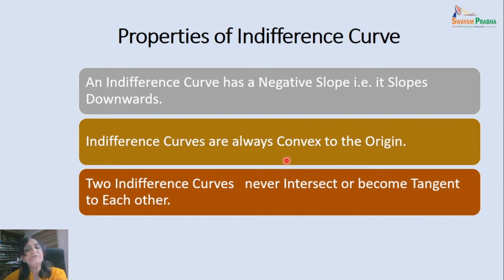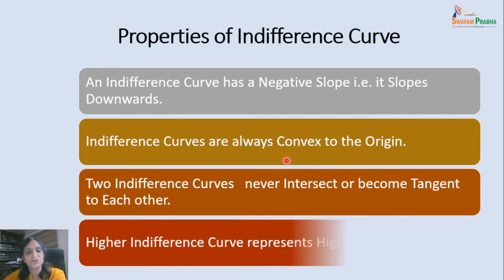Then we say indifference curves never intersect or become tangent to each other. Never intersect means that if two indifference curves were intersecting, they would have a common point, a common combination of two goods lying on both indifference curves. This is not possible because every indifference curve depicts a different level of satisfaction. The same bundle cannot give you a different level of satisfaction.